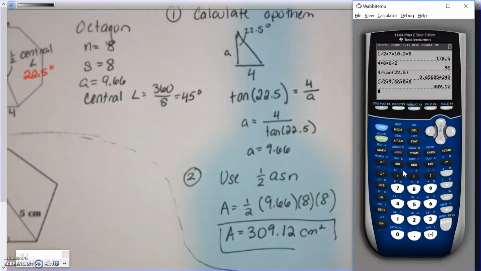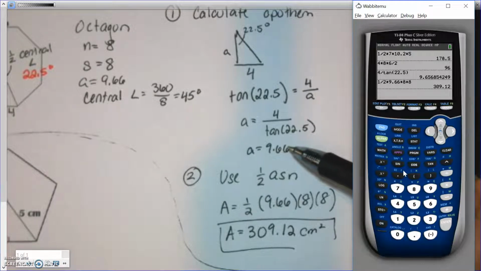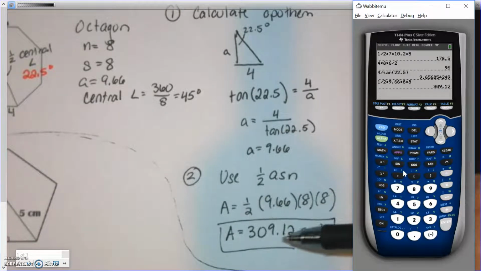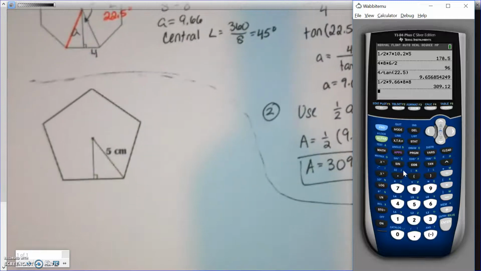So it looks like a lot, but this is just a trigonometry problem that you know how to do. And then we're just plugging it into our formula. So just like with our kites and trapezoids, where sometimes you had to do an additional calculation, you might have to do an additional calculation here. Now we've got one more example.